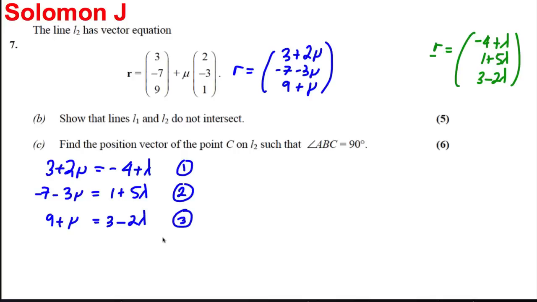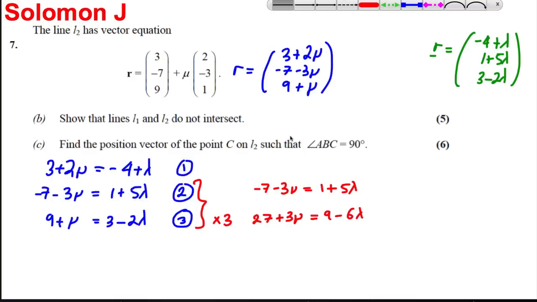Now what we're going to do here is take two of the equations, solve them simultaneously, or try to, and then show that it doesn't work in the third equation, or there's some contradiction. Okay, well, let me start by taking these two equations here. Let me multiply this equation by 3, that way I will have 3 mu here and -3 mu here. So keep -7 - 3 mu is equal to 1 + 5 lambda, and I'm going to times this one by 3, so I have 27 + 3 mu is equal to 9 - 6 lambda.